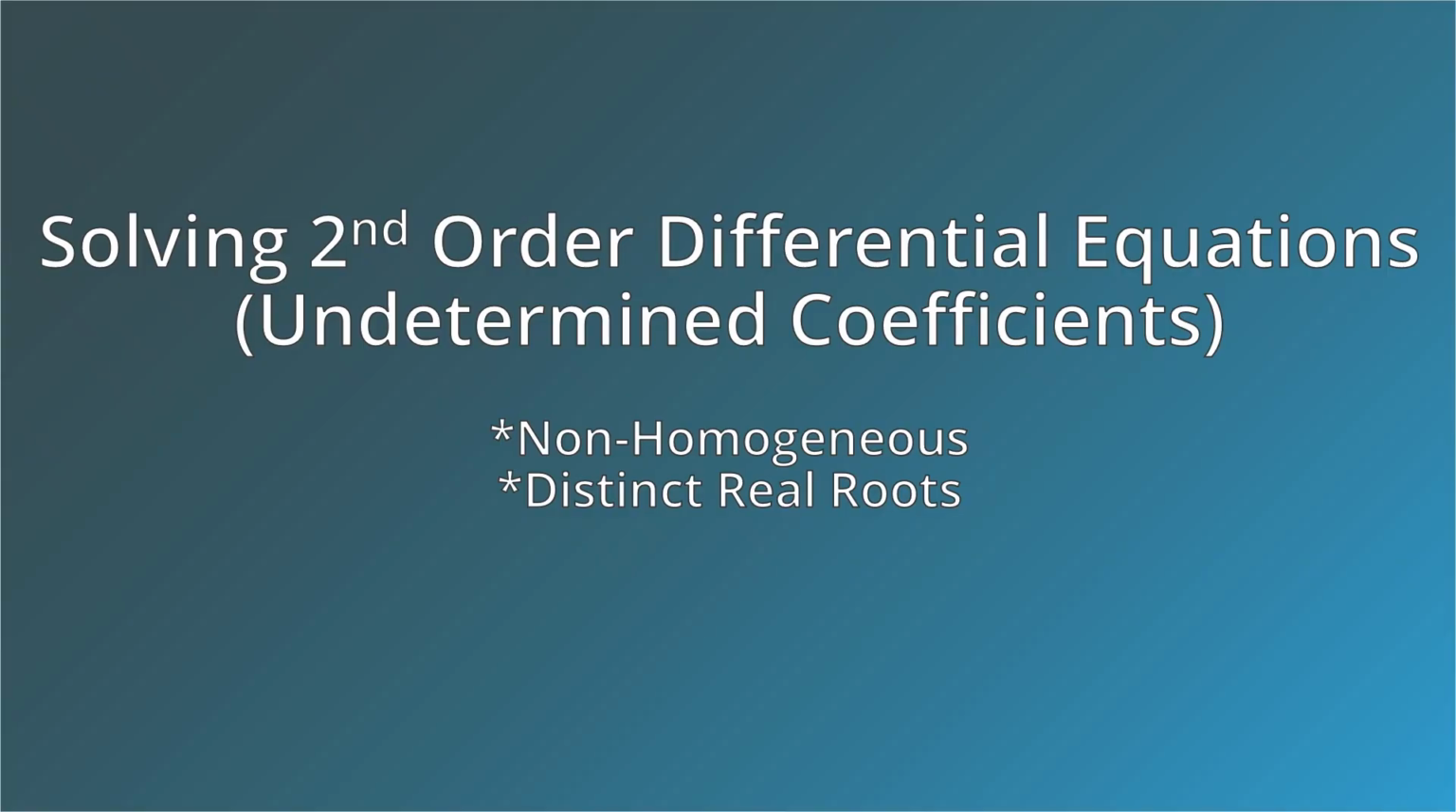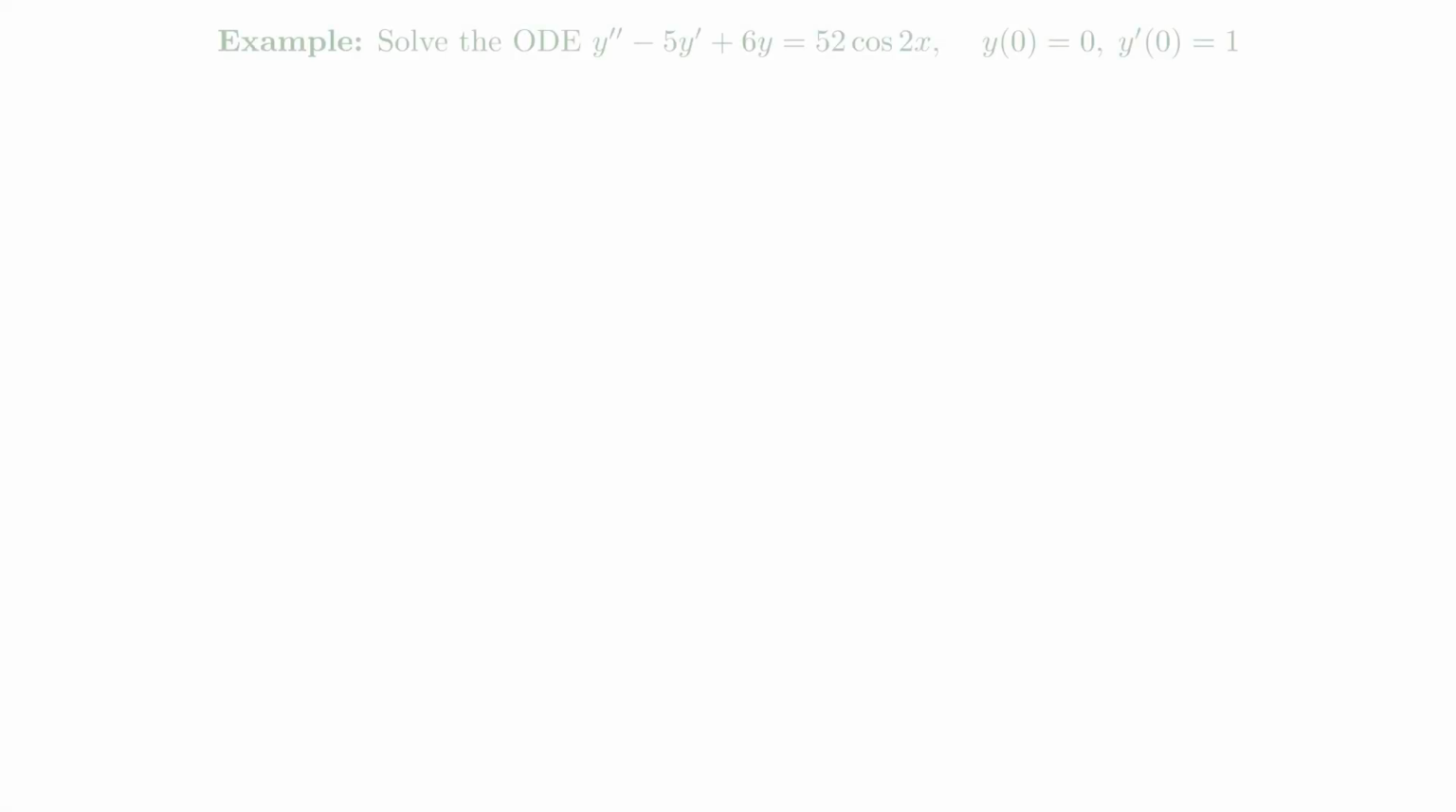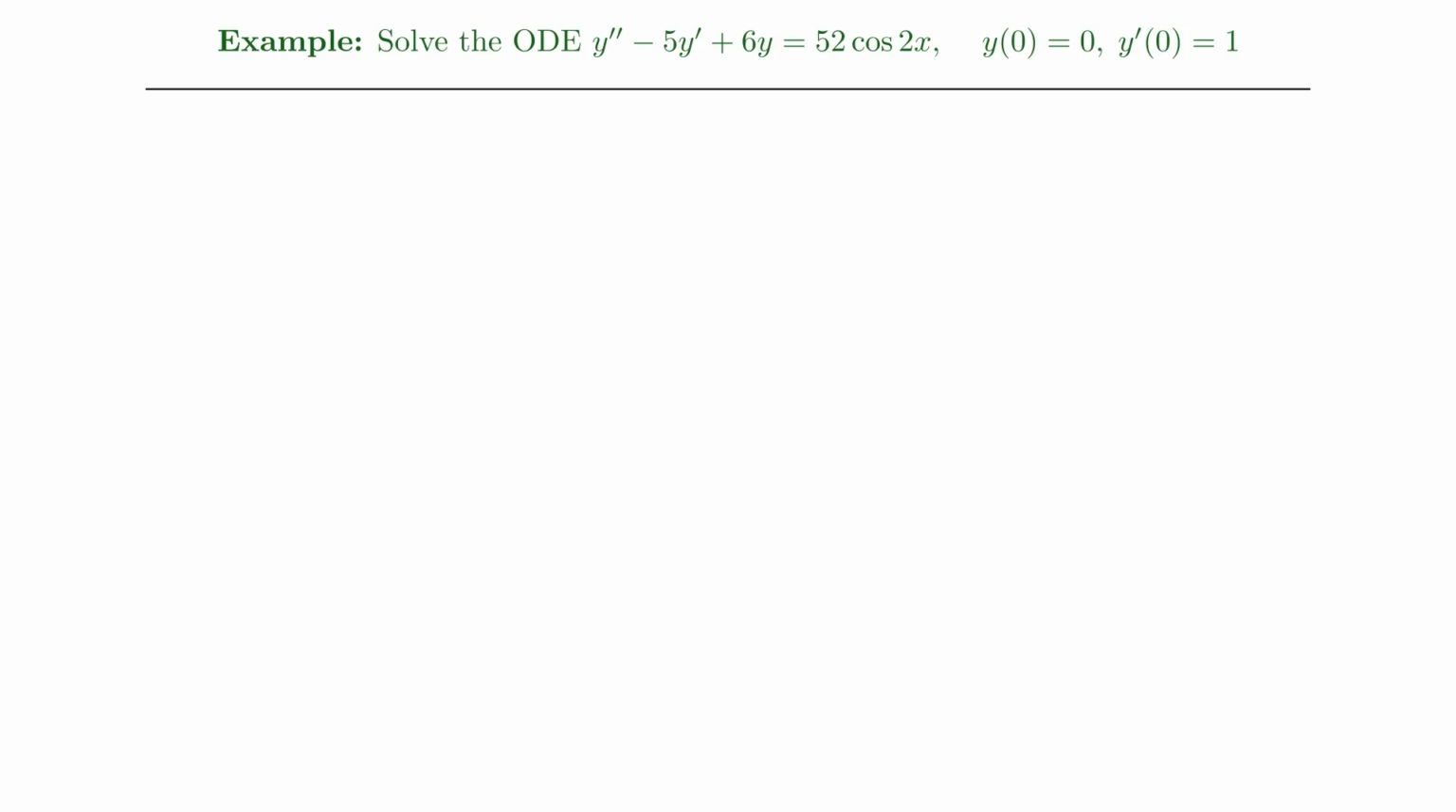In this video, we're solving a second-order differential equation using the method of undetermined coefficients. For this example, we're solving y'' - 5y' + 6y = 52 cos 2x, with the initial conditions y(0) = 0 and y'(0) = 1.